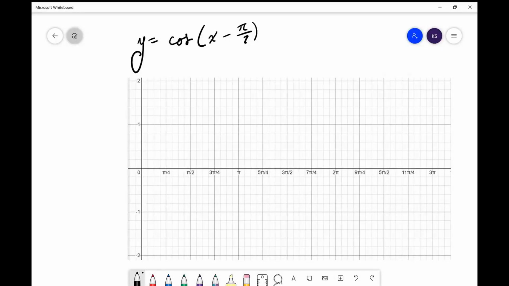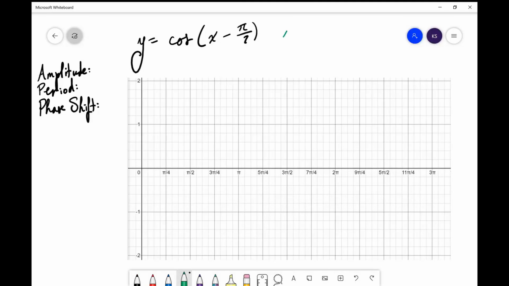For the curve cosine of x minus pi halves, we're going to be finding the amplitude, period, and phase shift of this curve in order to graph it. And then once we have that graph, we're going to be able to find the x-intercept and the coordinates for the maximum and minimum values of this curve.